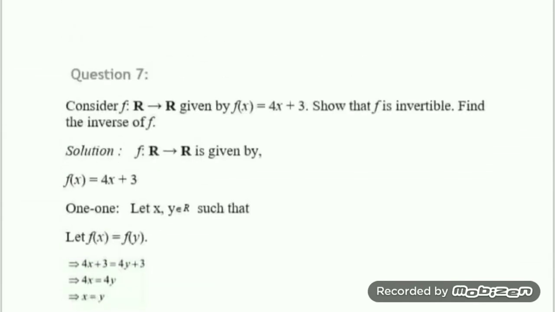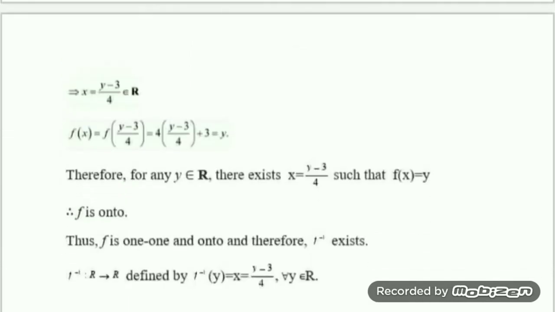And you remember your question: you have to show that it is invertible. Since f is one-one and onto, we have seen that it is invertible. After that, you have to find the inverse of f. Therefore, since f is one-one and onto, f inverse exists. And by definition, f inverse is a function from R to R, given by f inverse of y equal to x, because f(x) equal to y gives x equal to f inverse of y. So f inverse of y means x. And what is x? You have got it earlier: (y minus 3) by 4. So this is the value of the inverse, and it completes the solution.